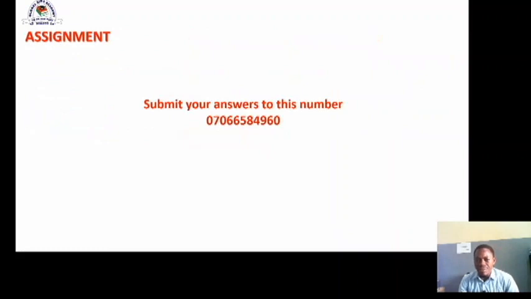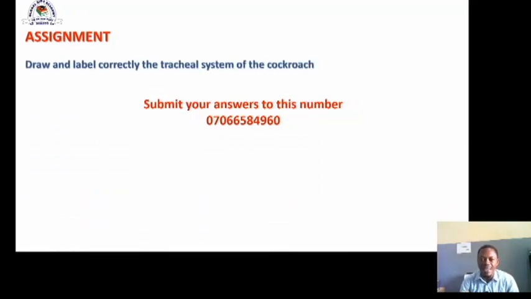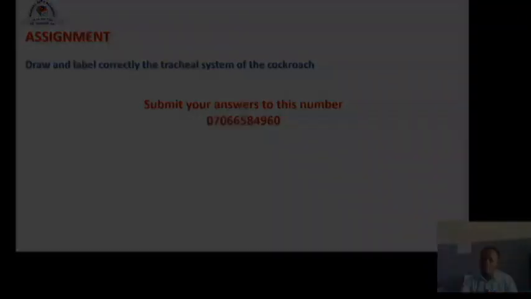Please, I want to believe you learned a lot from this discussion. I want you to attend to this assignment. It is very important. We have to submit it to the number stated there. You have to draw and label correctly the tracheal system of the cockroach. That's one of the respiratory systems. Draw and label correctly the tracheal system of the cockroach. Submit your answer to this number. Thank you so much.